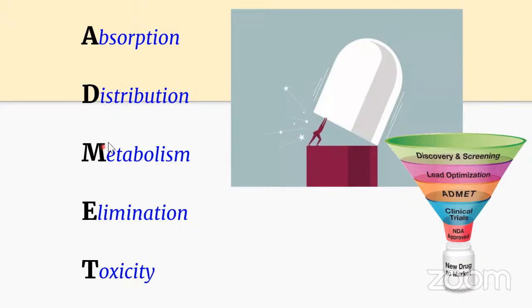The third is, how fast is the drug metabolized? What is the mechanism of action? And what metabolite is formed? And is it active or toxic? The next one is the elimination, which tells us how is the drug excreted and how quickly. And the final one is toxicity, that tells us whether this drug has a toxic effect to the body system or organism.